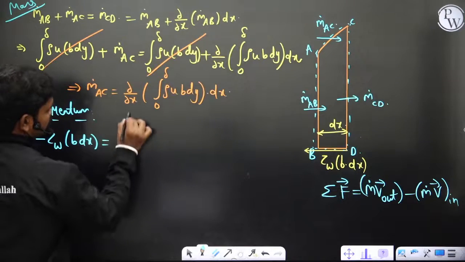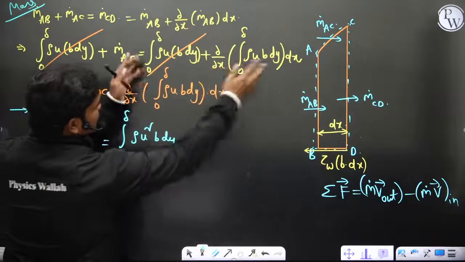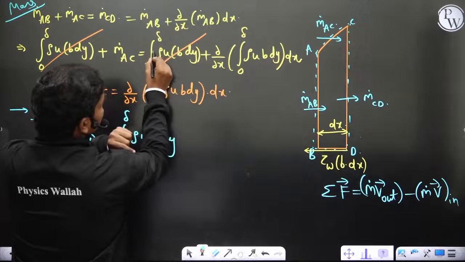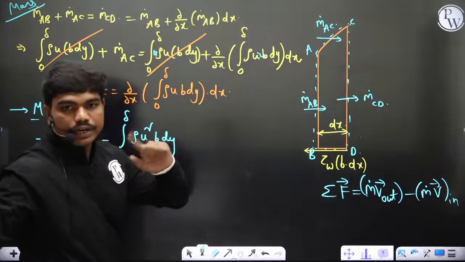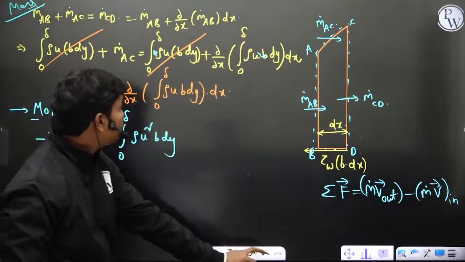This is equal to the momentum leaving, m dot CD into u, which can be written as integral 0 to delta rho u square b dy, because that is the mass flow rate, but if you are considering momentum, you have to multiply one more u inside. Did you understand? The earlier expression is only for mass. So if you want momentum, you have to multiply one more u. That's what I'm doing here right now.